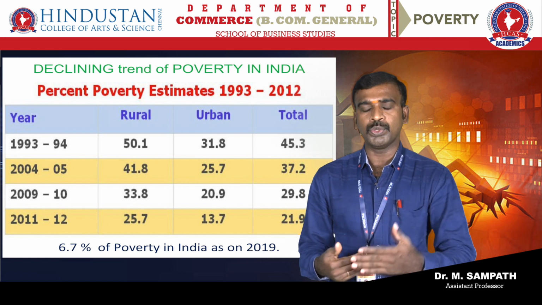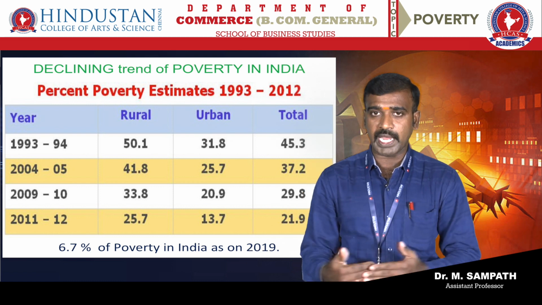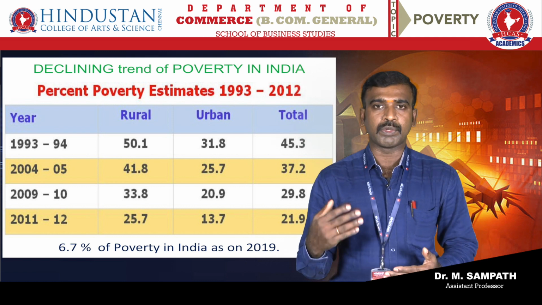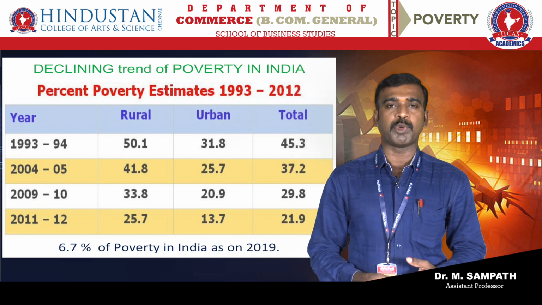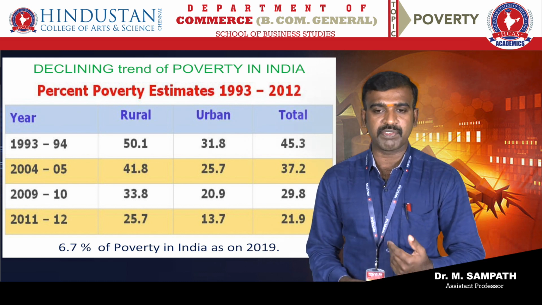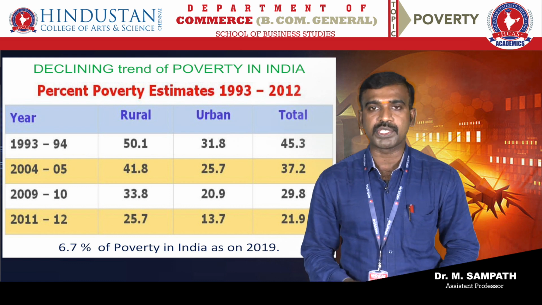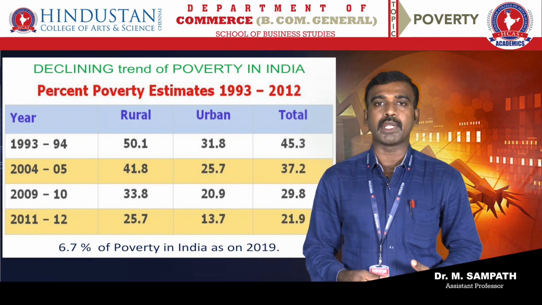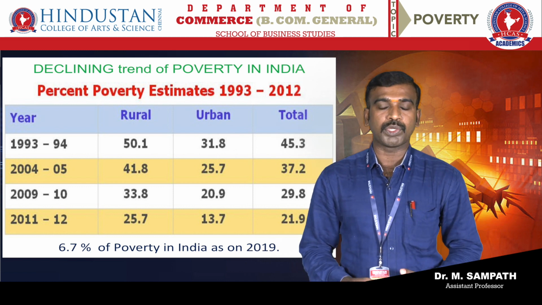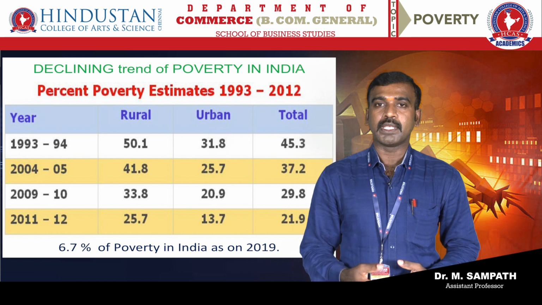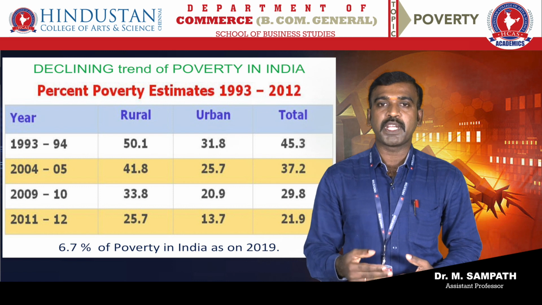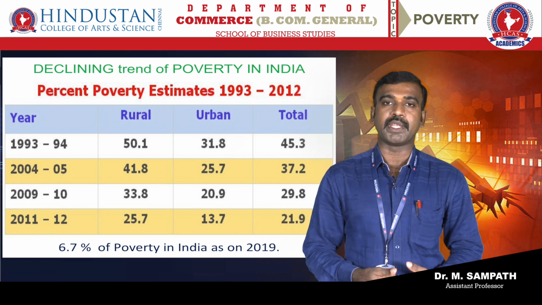This slide shows you how poverty has been declining in our India. In 1993, 45.3% of people lived in poverty, then in 2004 it reduced to 37.2, in 2009-10 to 29.8, and in 2011-12 to 21.9. As of 2019, the poverty rate estimated and announced by the government of India is 6.7%.